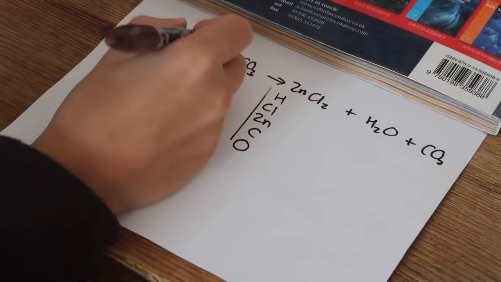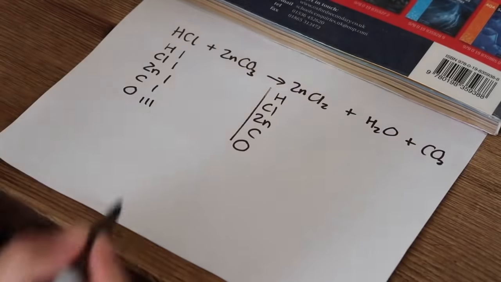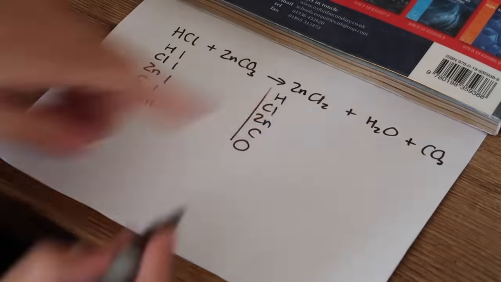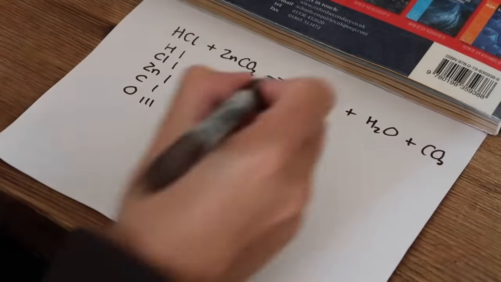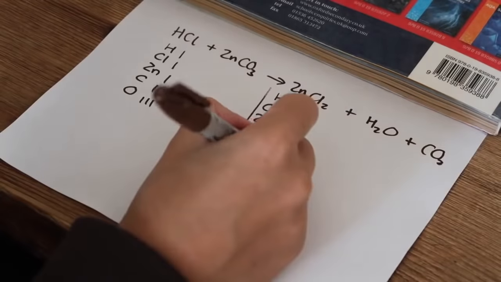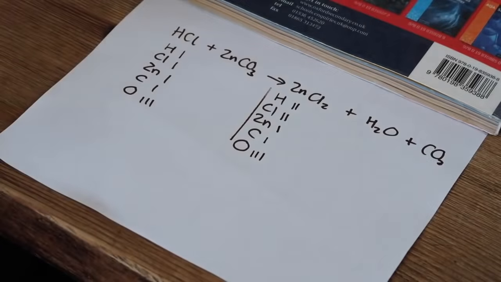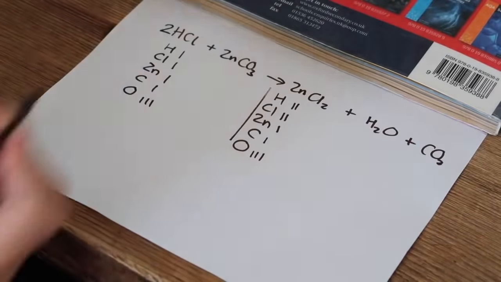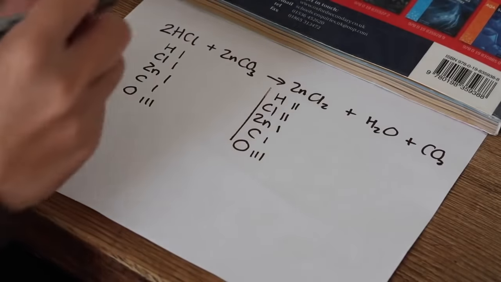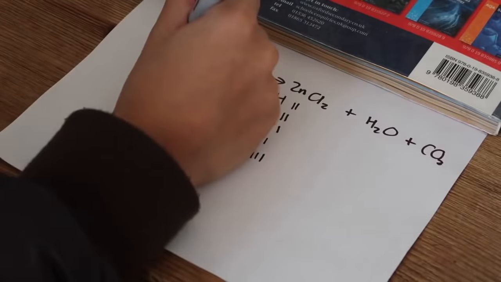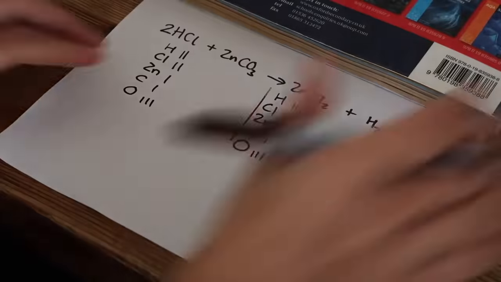So we've got one hydrogen, one chlorine, one zinc, one carbon and 3 oxygens. Let's do the same for this side. Hydrogen's 2, chlorine 2, zinc 1, you've got 1 carbon and you've got 3 oxygens. And now it's just a matter of comparing them. Okay, well, we don't have enough hydrogen and chlorine on this side, so you'll put a 2 here. Remember, you have to add a big number at the front. That's the only thing you're allowed to do when balancing equations. Make an adjustment, because we now have 2 hydrogens, 2 chlorines. Step back, and yes, you can see they're all balanced, so that is done.